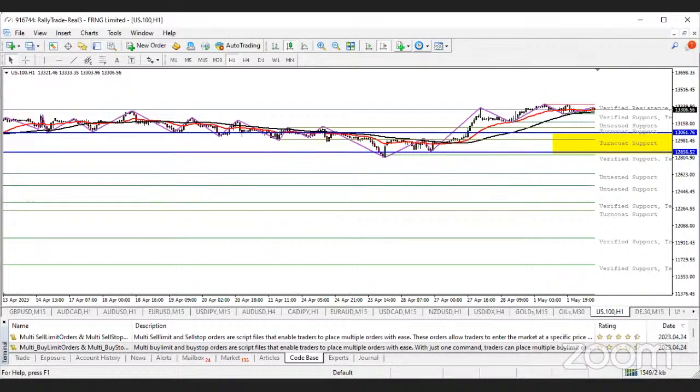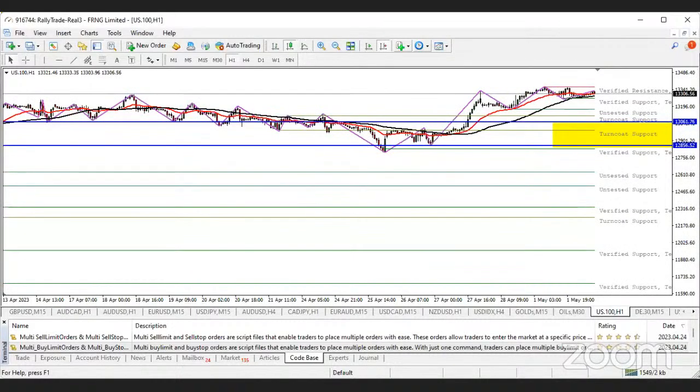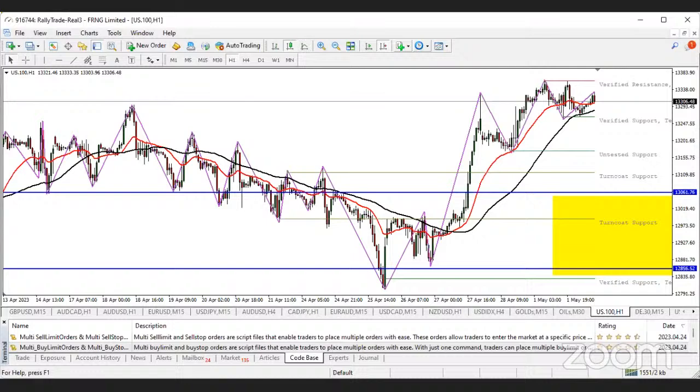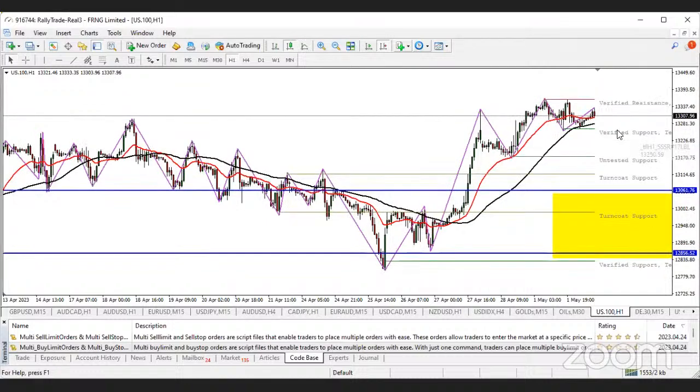If you are a day trader, you will notice something: US 100 has been struggling to break that verified resistance on my 1 hour time frame. There has been a double top. Look at it. It tested it here, went back down, and it tested it here. It also went back down.